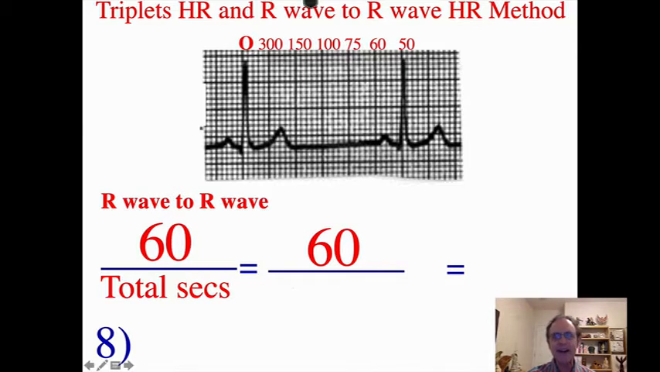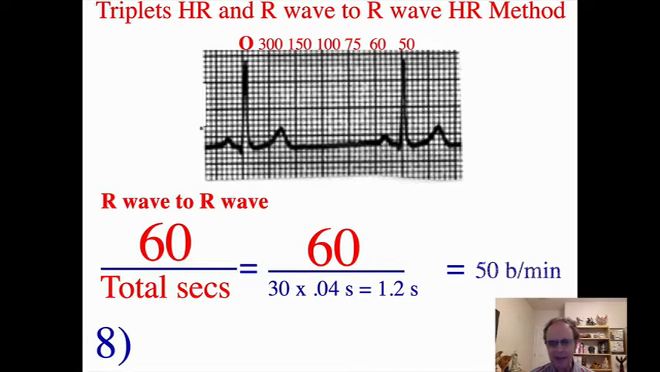When you look at seconds, here's 5. Remember, there's 5 small boxes. So that's how I'm counting. 5, 10, 15, 20, 25, 30. Is that right, class? Times 0.04. Let's see if I got it right. 30 times 0.04 seconds equals 1.2 seconds. 60 divided by 1.2. That's got to be 50 beats per minute. Yeah, it is. We got it.